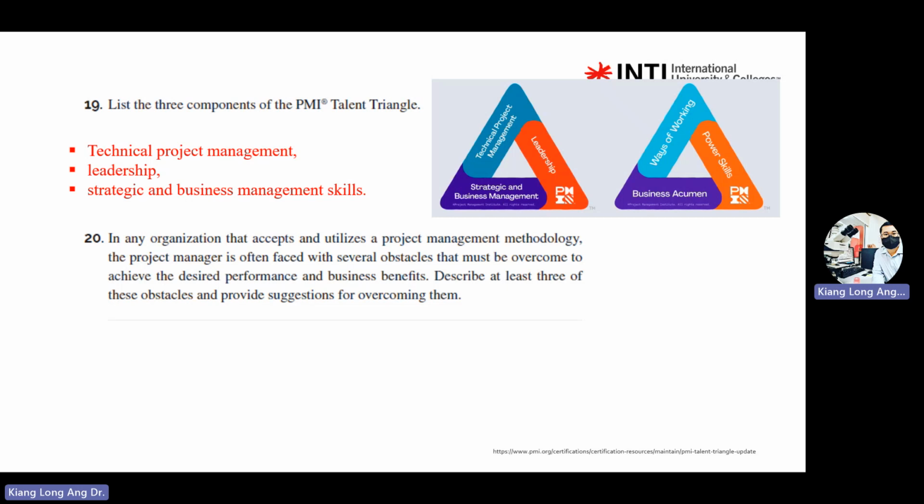The latest one, they have already changed. They updated this triangle: technical, they rephrased into ways of working. Strategic business skill they changed to business acumen, and the orange color, leadership, they changed to power skills. Power skills still means leadership. They just changed the keyword.